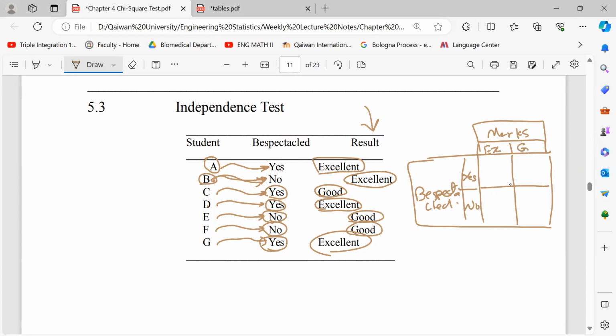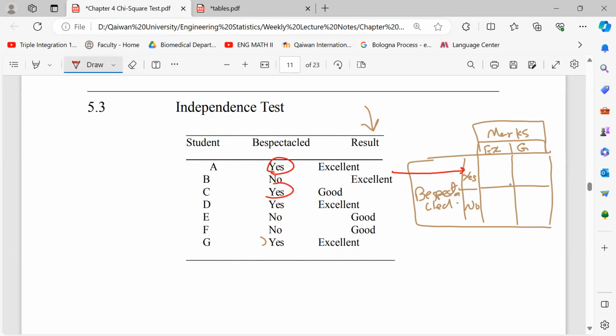Now, to fill this table, what do we do? We need to count the number of those students who wear glasses. Look, horizontally, it's wearing glasses. Okay, it says, how many students wear glasses? Let's count here.